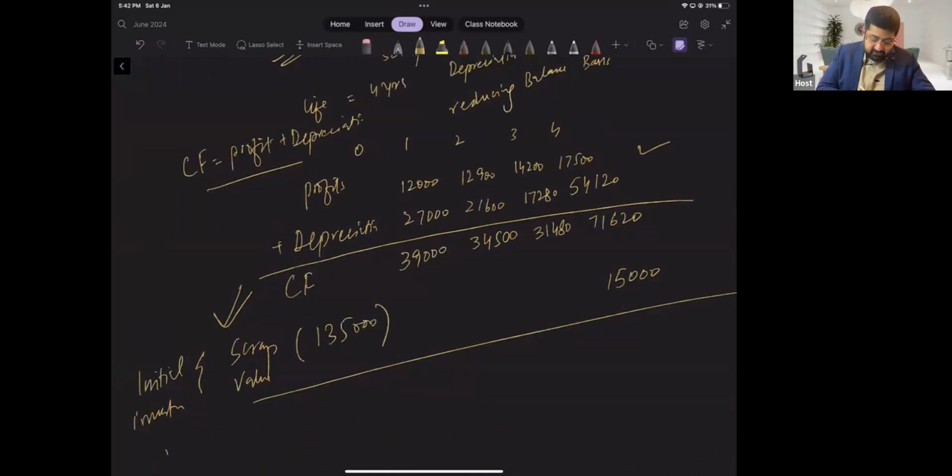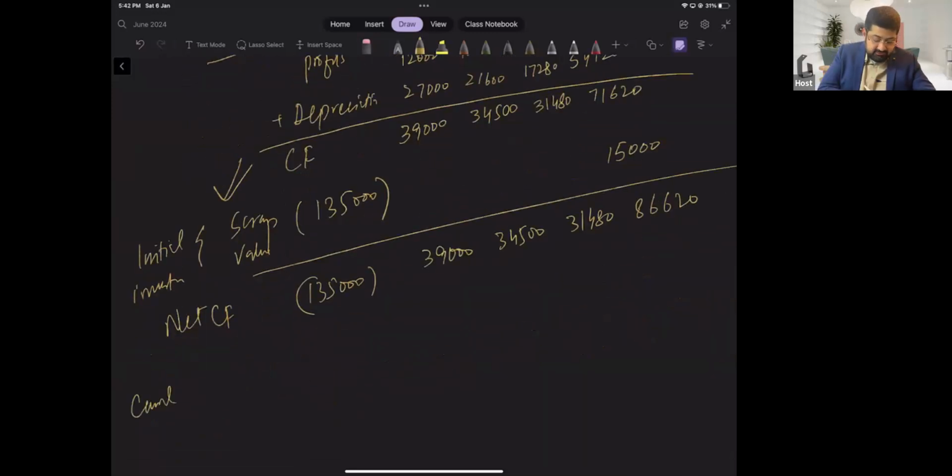So net cash flows: 135,000 negative in year 0, 39,000 positive in the following years, yes. In the final year, 86,620.